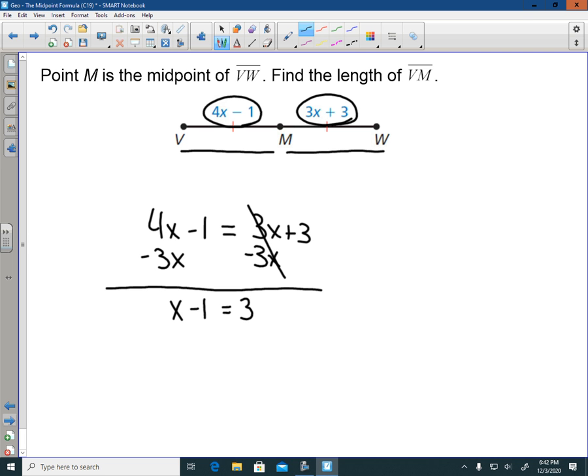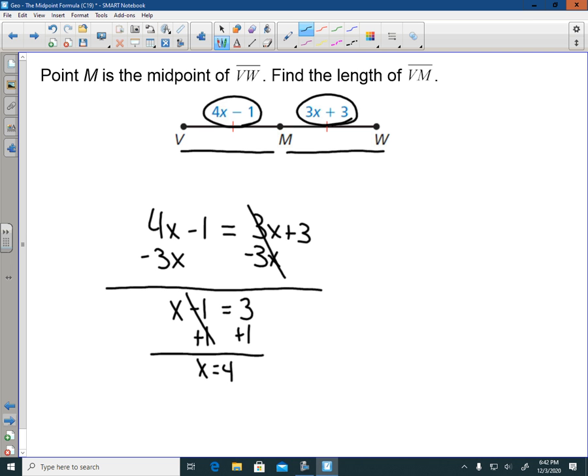Now I bet you can solve that. You got to get rid of that negative 1, right? And so create a clever cancellation and do the same thing to both sides. These cancel, and so x equals 4. Now you'd be tempted to think that that's the end of the problem, but we weren't asked what x is. We were asked the length of VM.